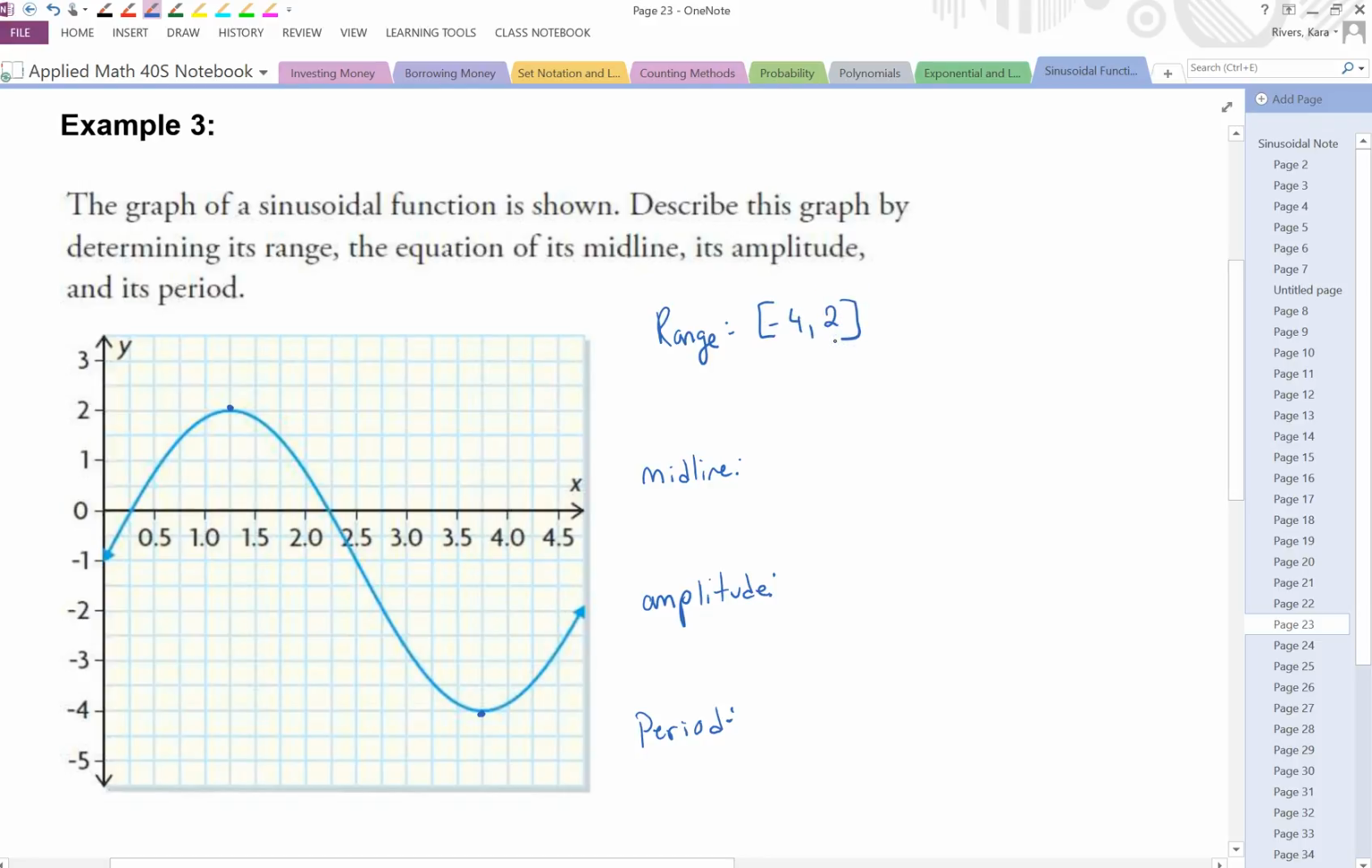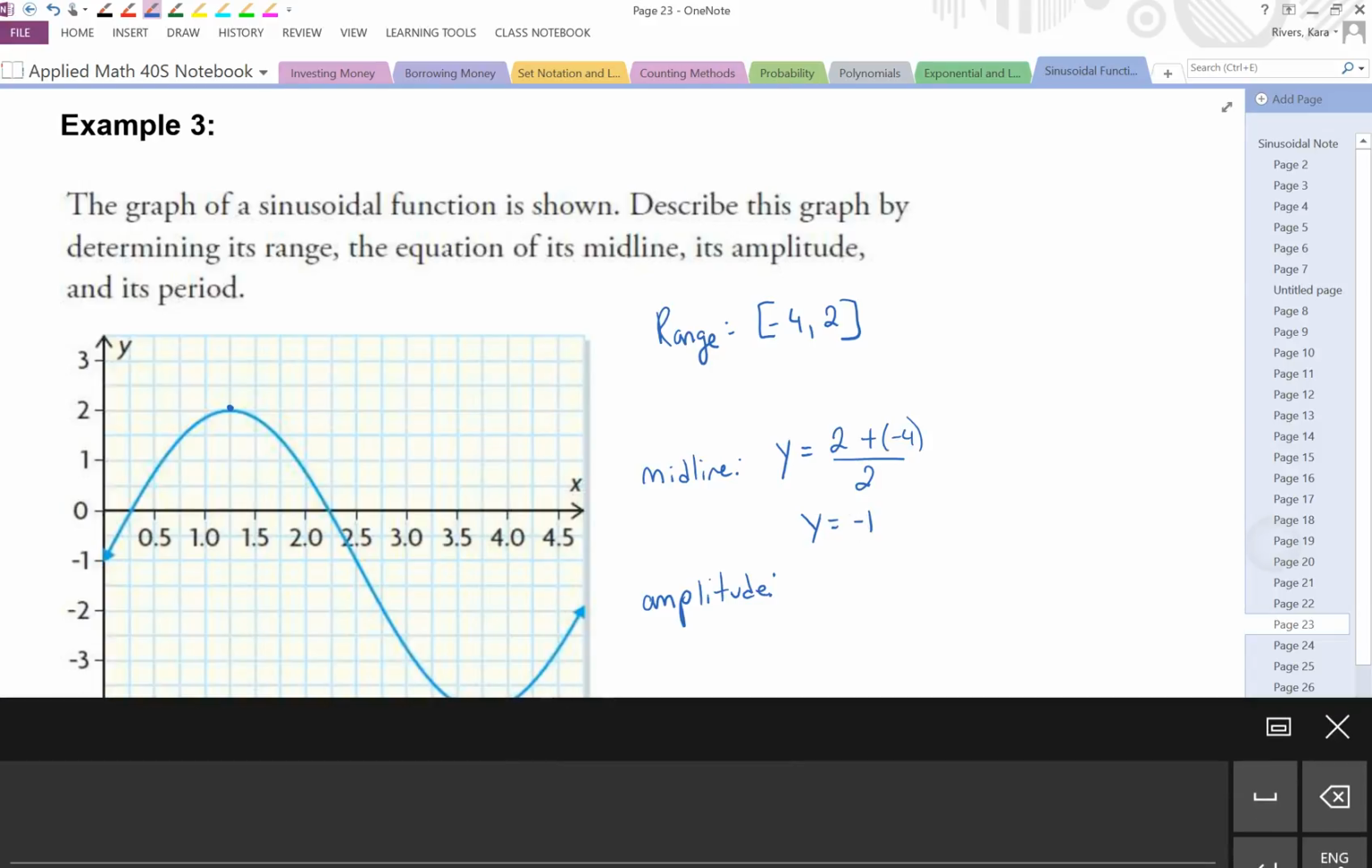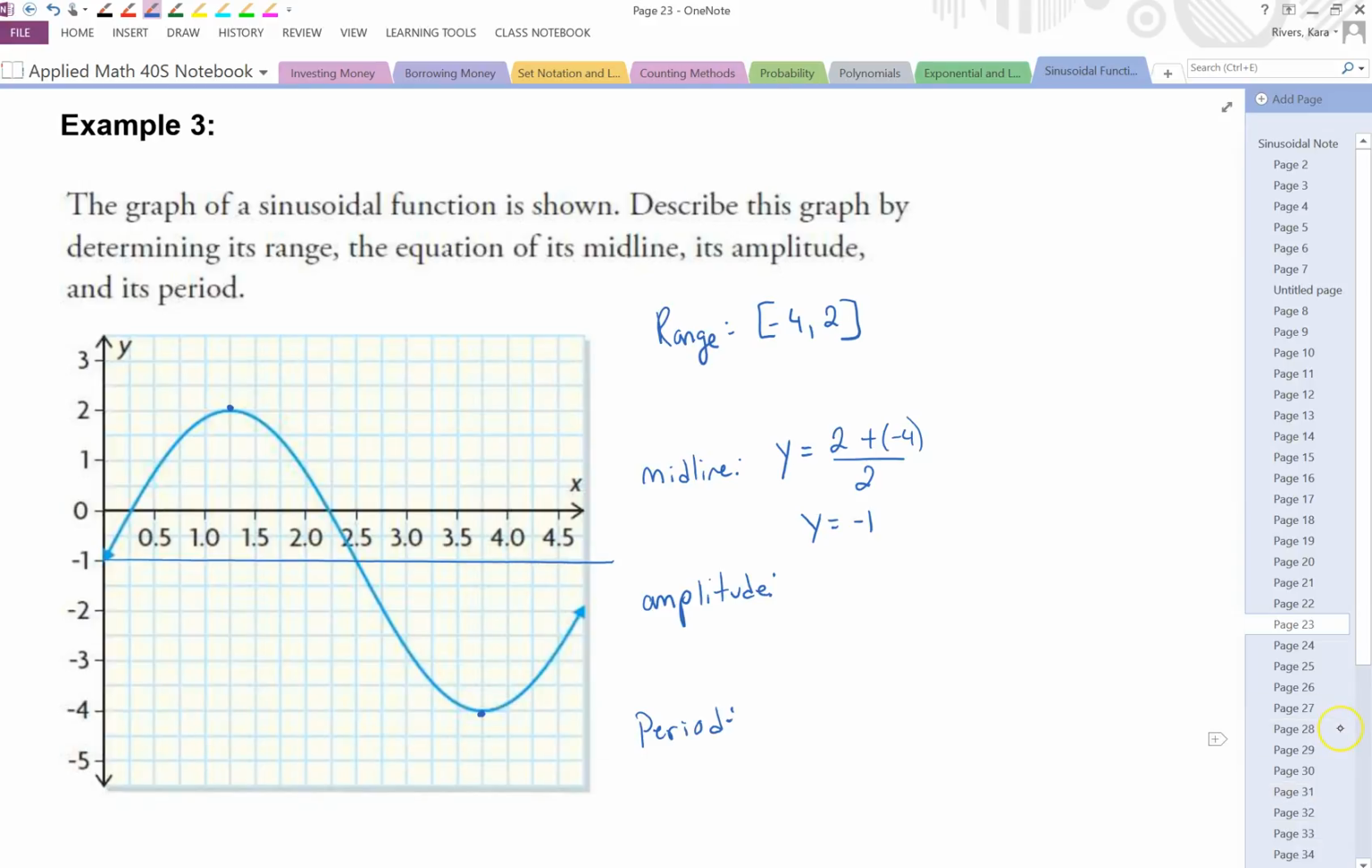The midline, we get the equation, and we'll take our maximum plus our minimum divided by 2, which gives us a midline of -1. You can draw that in here, at -1.